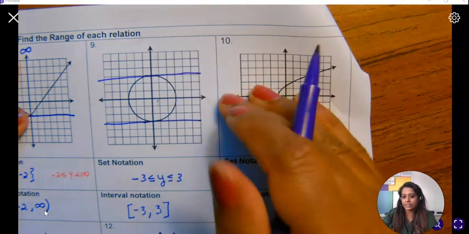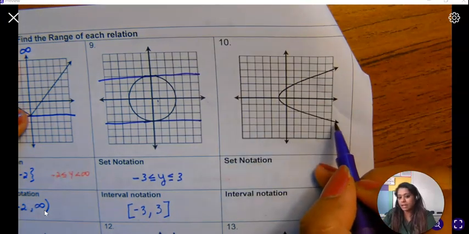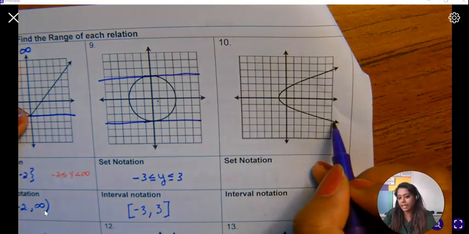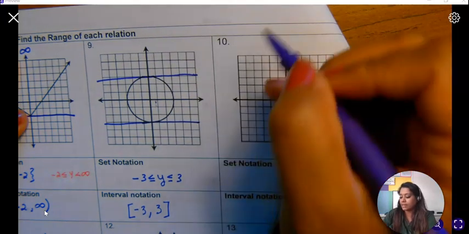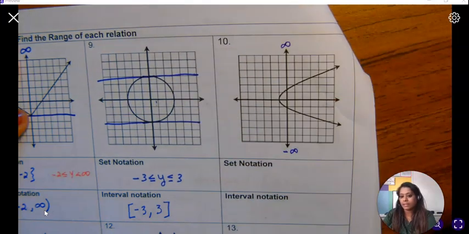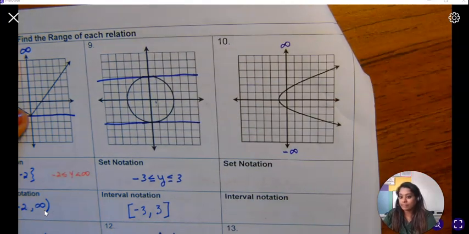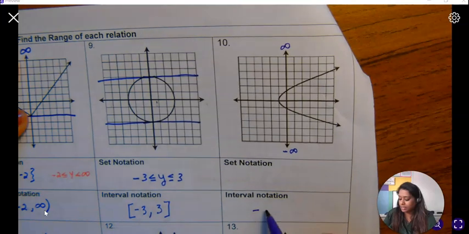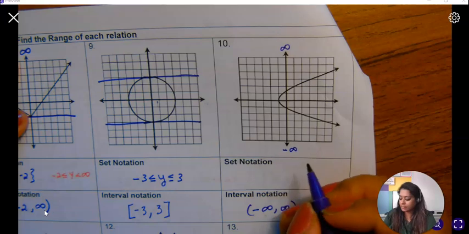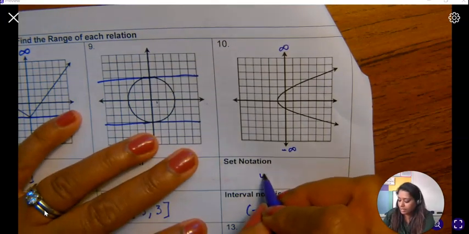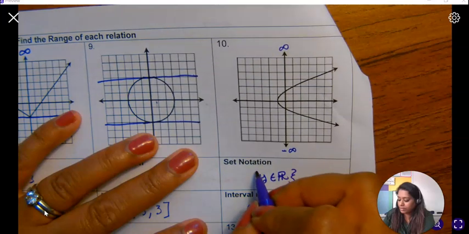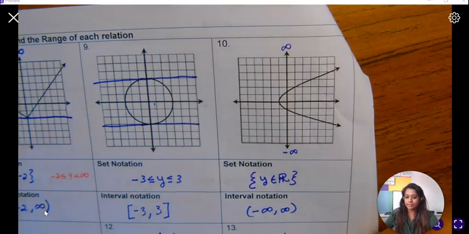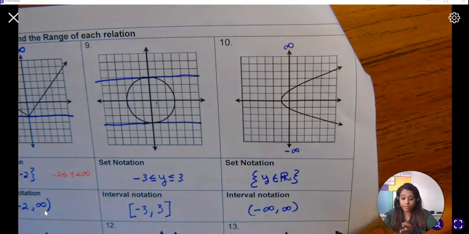And then look at this range right here. It's not really starting here. Because of the arrow, it means that it's actually going all the way down from -infinity and all the way up to positive infinity. So guess what? That's all real numbers. So it's from -infinity to positive infinity, open brackets. We're going to say y is an element of all real numbers. I personally think this is really cool.